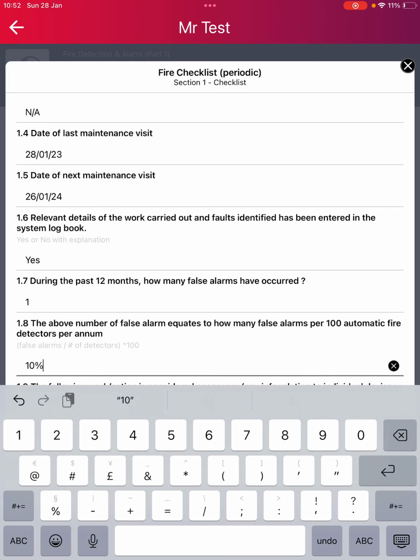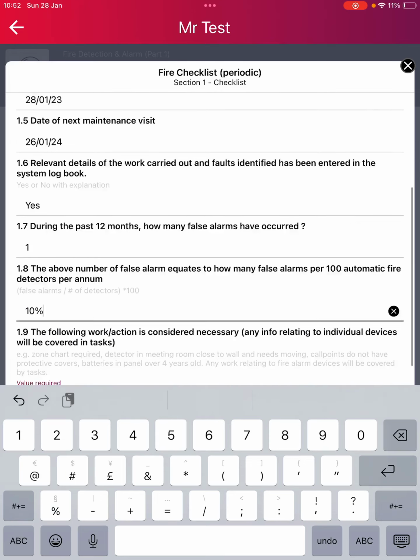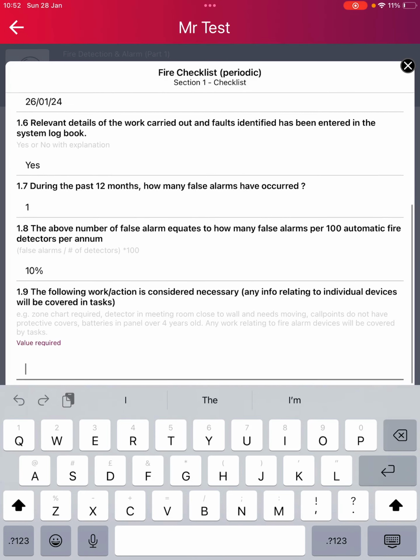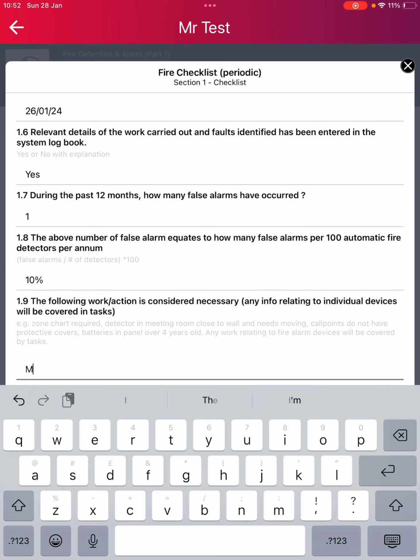And then the following work/action is considered necessary. Now, any info relating to individual devices will be covered in tasks. Ignore that bit. Tasks are rubbish, so ignore that. But what I want is a general overview in here. Okay, multiple smoke detectors, replacement, and installation of zone chart needed.